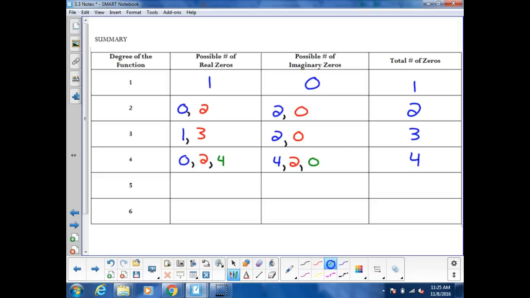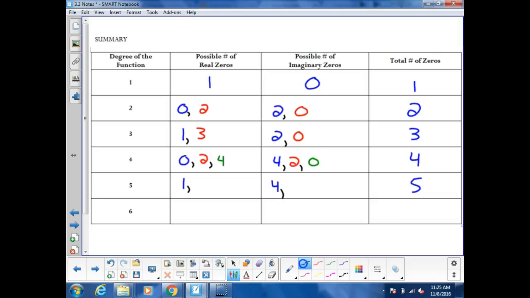Degree of 5. How many total zeros? 5. Can I have 0 real zeros? No, because then I'd have 5 imaginaries. Can I have 1 real zero? Yes, that means I'd have 4 imaginaries. Can I have 2 real zeros? No, because then that would leave me with 3 imaginaries, right?